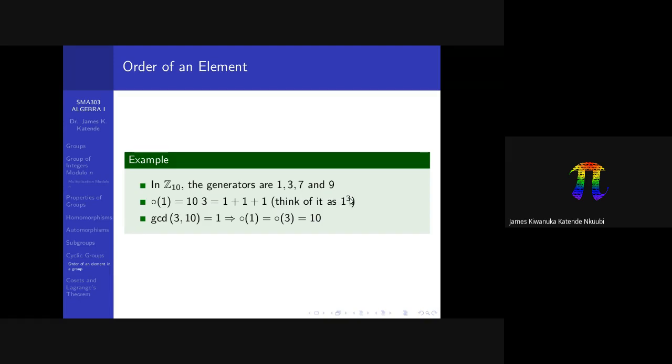So the GCD of this power 3 and the order of 1 is equal to 1. And we can therefore conclude that the order of 1 is equal to the order of 3. You can use the same ideas on the other elements, 1, 3, 7, and 9, and compare. So for instance, if I want to get 7, how many times do I add 3 to itself to get 7 in Z10?